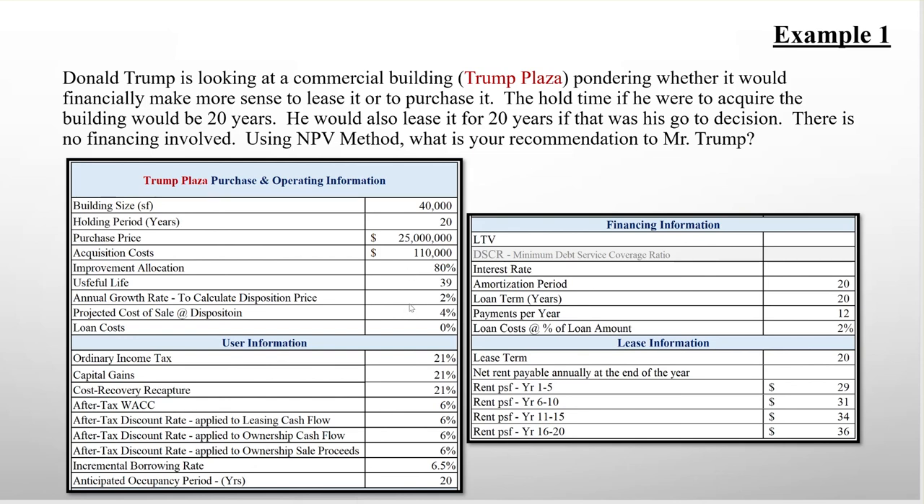Annual growth rate of 2%. Projected cost of sale at the time of disposition is 4%. And this is Mr. Trump's tax rates. So the amortization period would be 20 years. There is no loan here, so we don't worry about that.